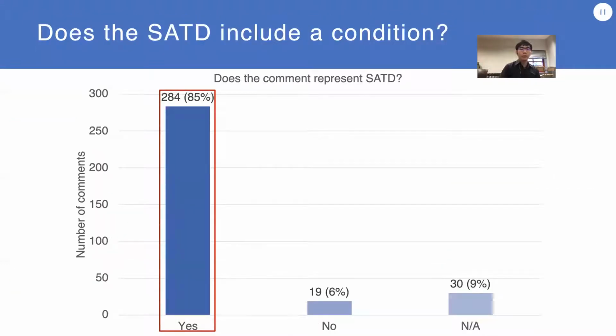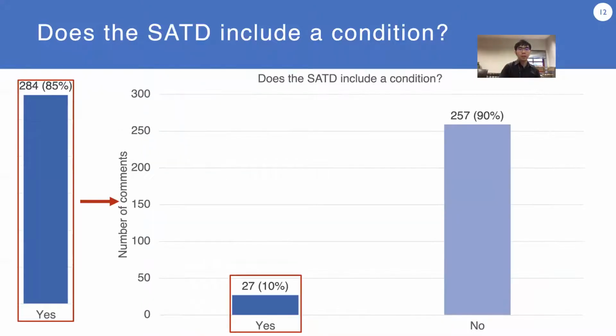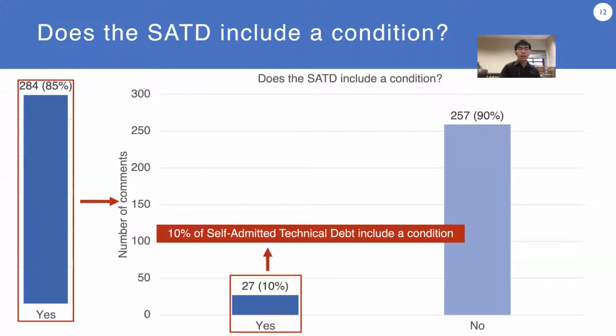Which leads to the final question, does SATD comment include a condition? From our study, we found that 10% of SATD include a condition. Since no other obvious cause of SATD emerged, they seem amenable to automated tool support. We focus on this kind of SATD for building the classifier.